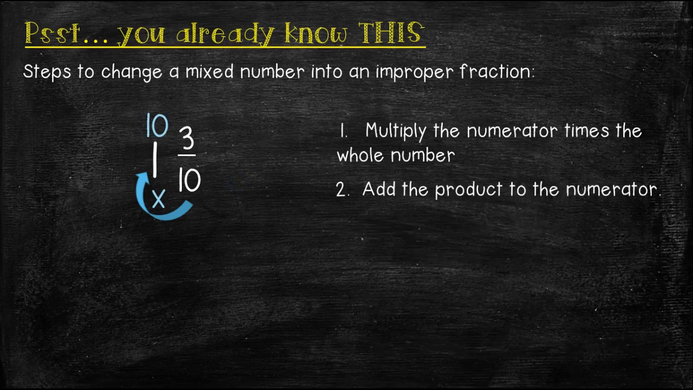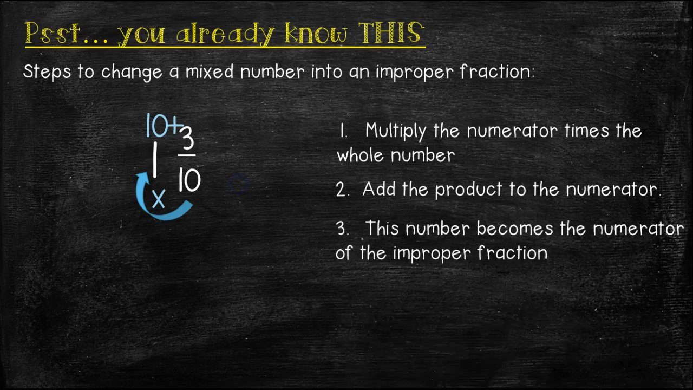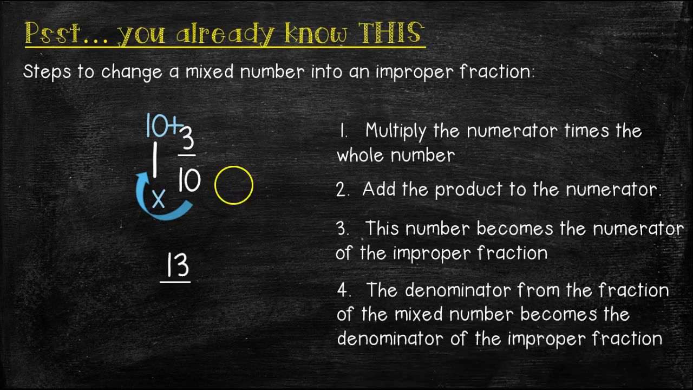Next, we're going to add that product to the numerator. So 10 plus 3 equals 13, and this number becomes the numerator of the improper fraction. And then the denominator from the fraction of the mixed number becomes the denominator of the improper fraction. So we're just going to carry the 10 over. So 1 3/10 is actually equal to 13/10.